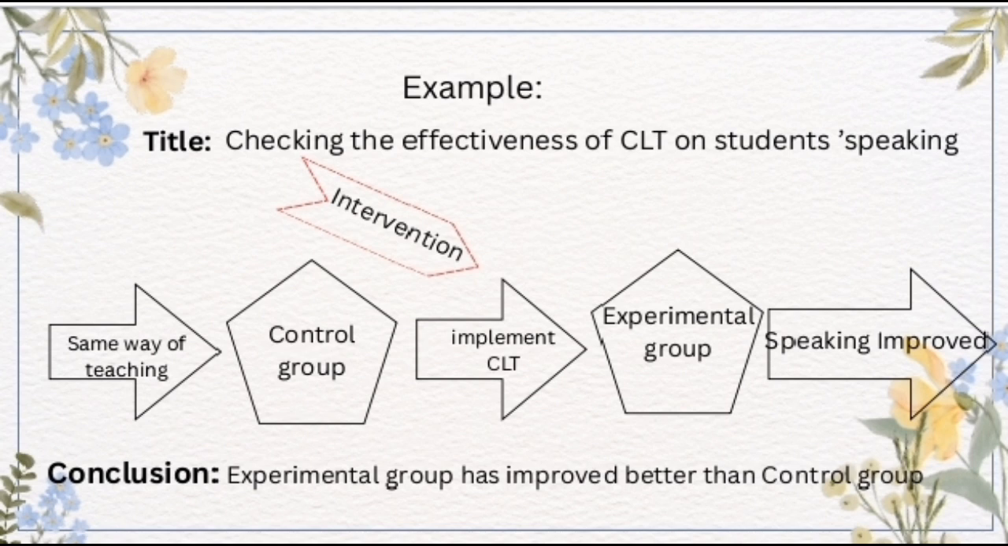So we can check the effectiveness of our intervention. Here my example shows that in the experimental group we implement CLT as an intervention. Then their speaking is improved as compared to the control group. That means my intervention is successful, and speaking skill can be improved through the implementation of CLT. So that is proof that CLT is good for the improvement of speaking.